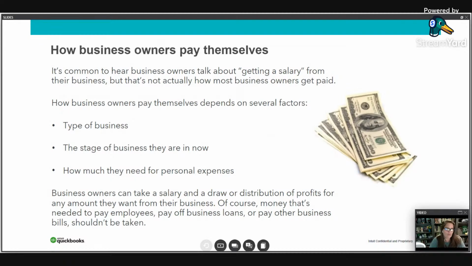How business owners pay themselves is going to depend on the structure of the business, the stage of the business, and how much they need for personal expenses. Business owners can either take a salary, or a draw, or distributions of profits for any amount they want from their business. So you want to make sure that you understand the difference between a draw and a distribution. It's significant and it's different for tax reporting. If you are not a tax preparer, you may want to talk to the tax preparer before you and your client decide how you're going to be paid.